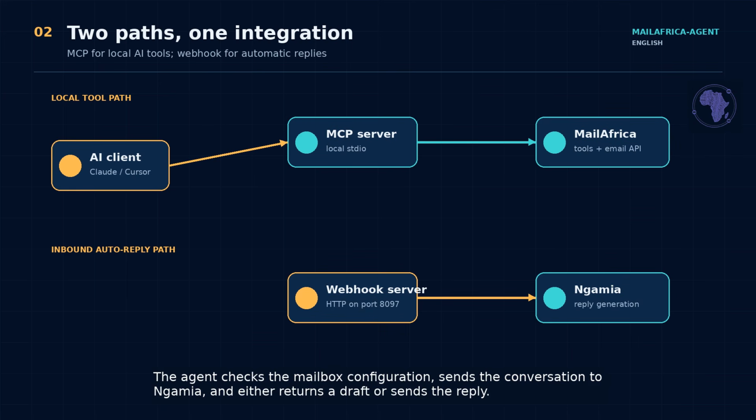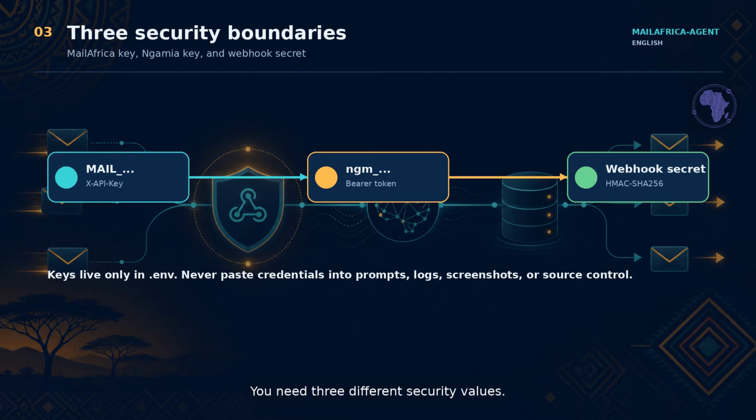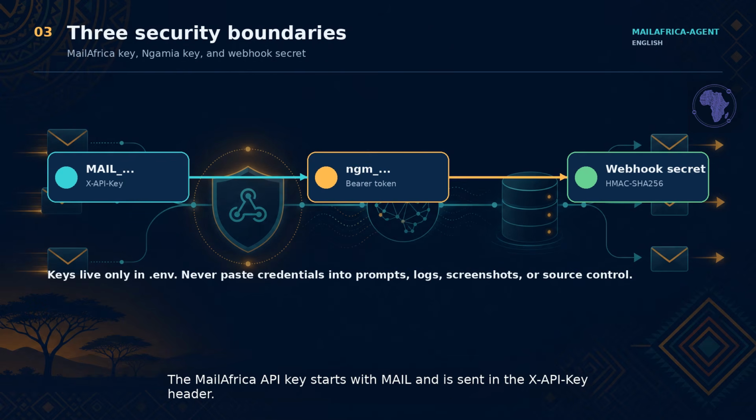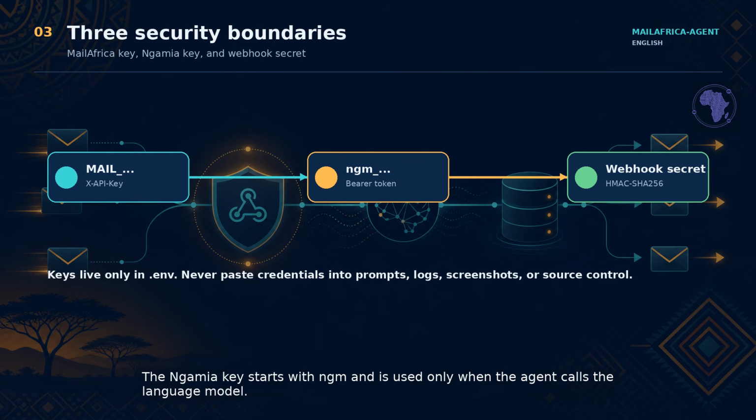Second, the webhook server runs as an HTTP service. When a message arrives at an inbound address, MailAfrica posts an event to the webhook. The agent checks the mailbox configuration, sends the conversation to Ngamia, and either returns a draft or sends the reply.